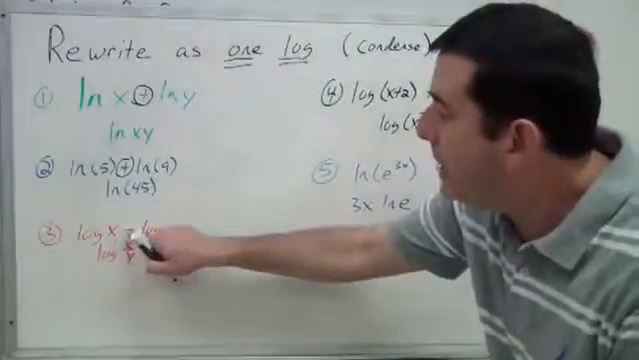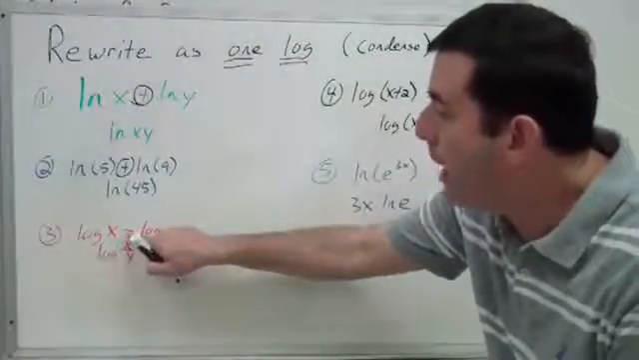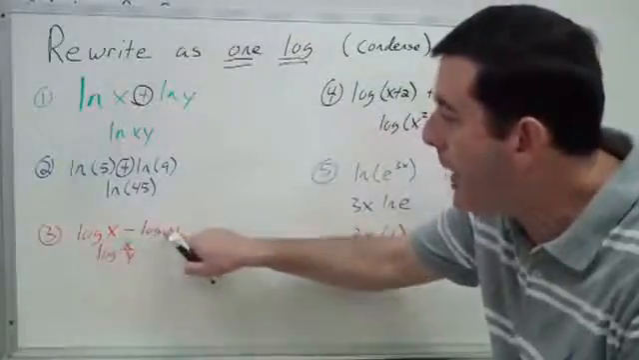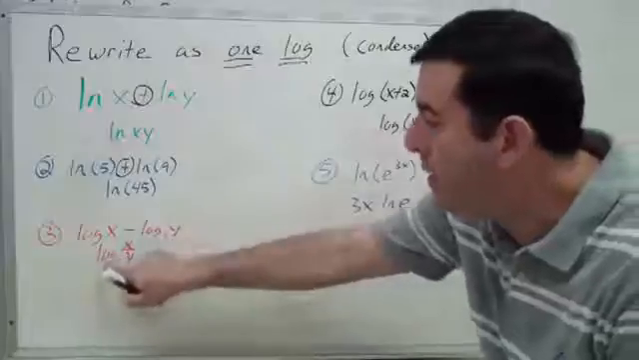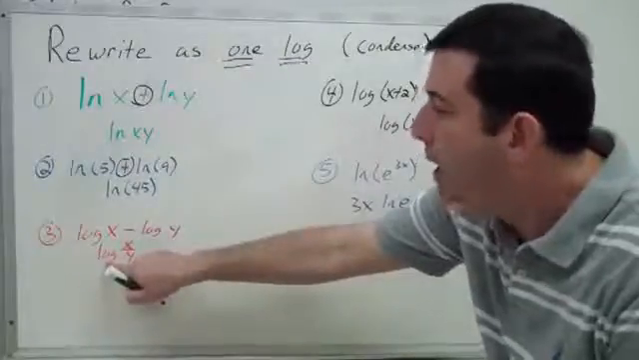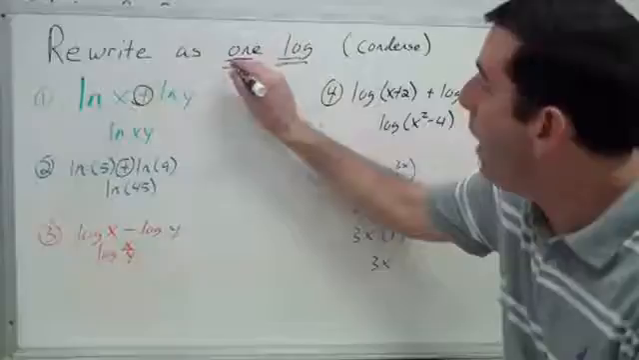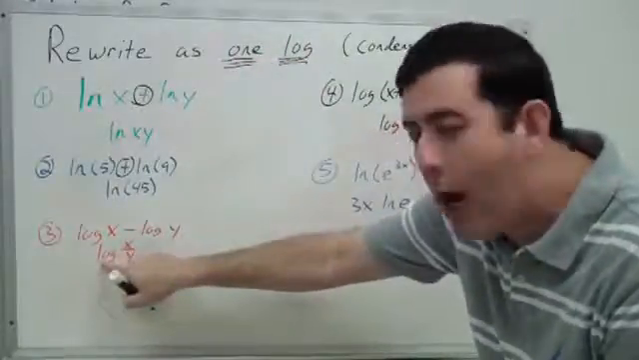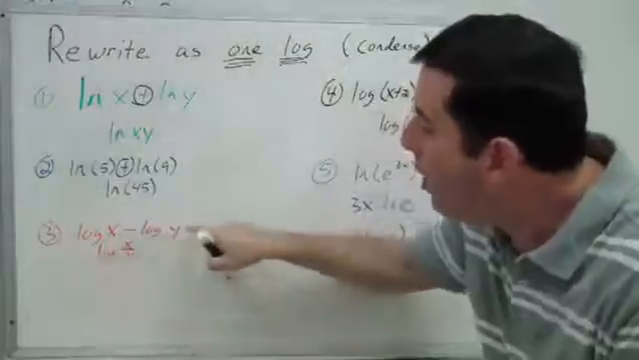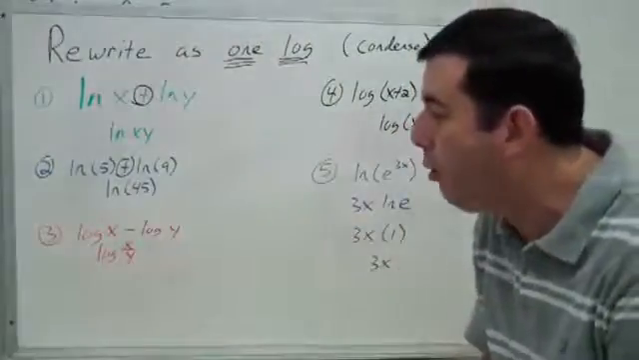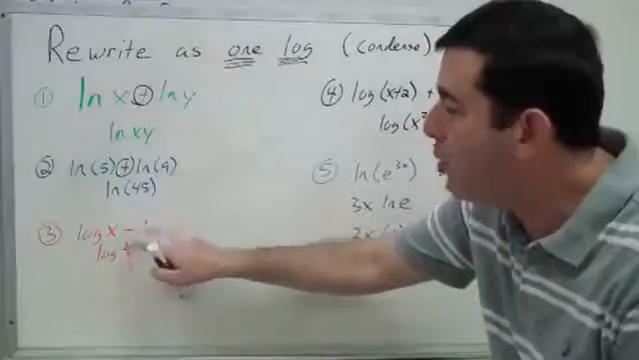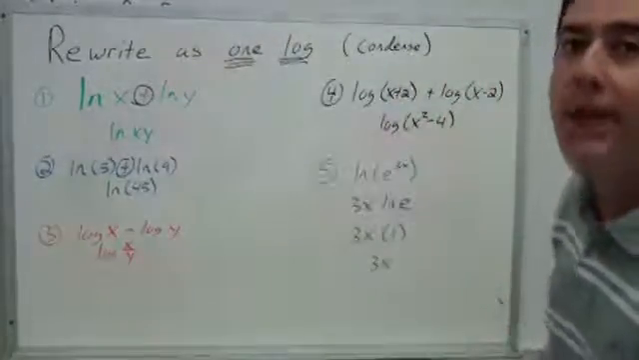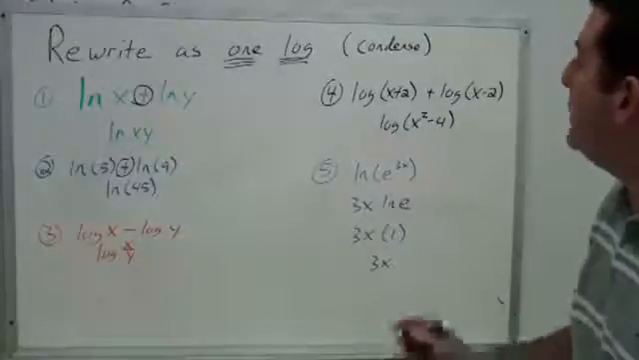Here I've got subtraction, so subtraction should become division. Notice that it was a common log, a base of 10, so we've kept a common log. Condensing means rewrite it as one log, so the word log shows up one time in our answer, no matter how many times it was written in our question. The subtraction became division.